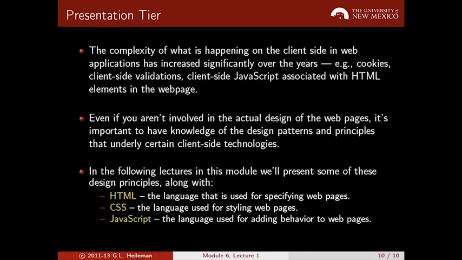And then the third is JavaScript. This is what's used for adding behaviors to web pages. When you click a button, something happens. And generally it's JavaScript that you use to specify what happens when buttons are clicked. So this is the notion of specifying the behaviors of the various elements on your web page.